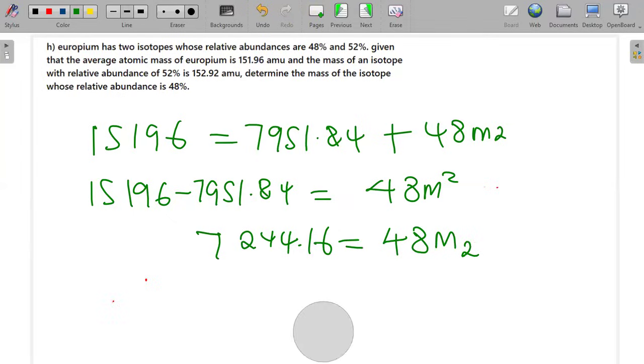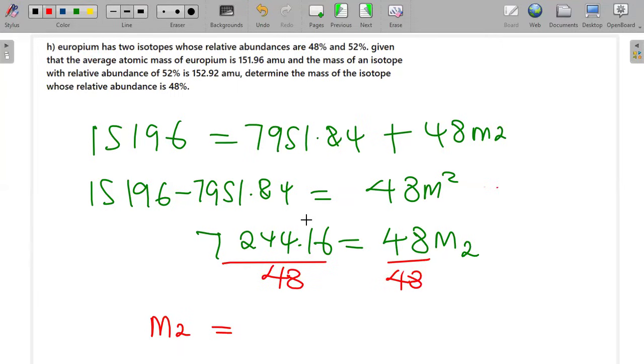Okay, so now to find the M2, I'm just going to divide both sides by the 48. So divide this side by the 48, divide this side by the 48. So meaning M2 is going to be equal to this guy divided by the 48. Okay, so I'm going to get 150.92, and this mass is in atomic mass units.